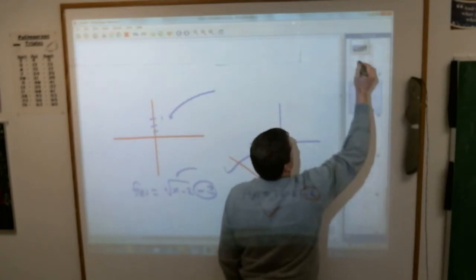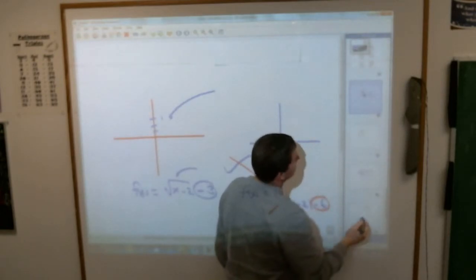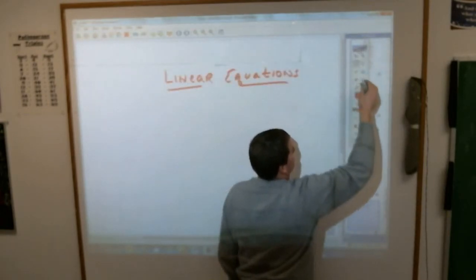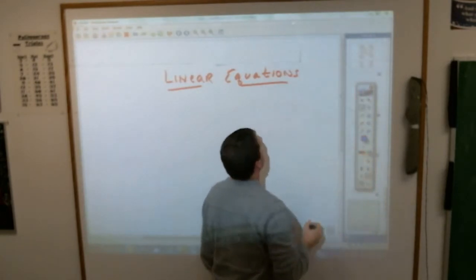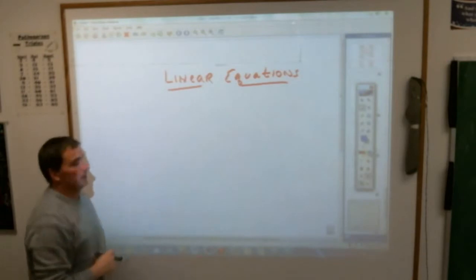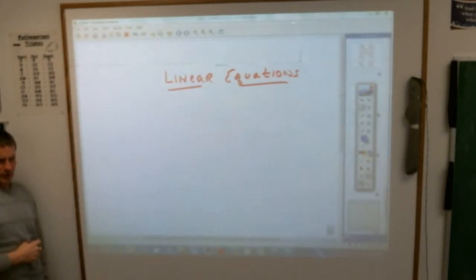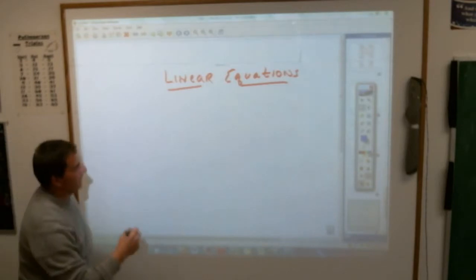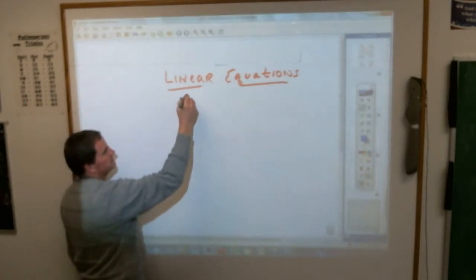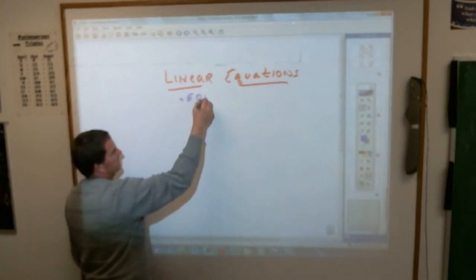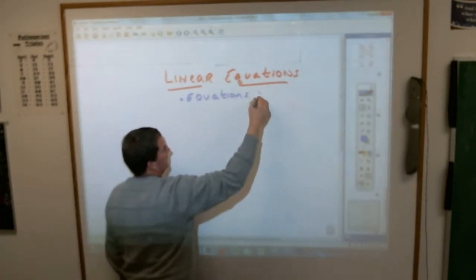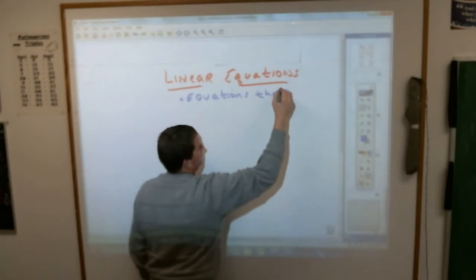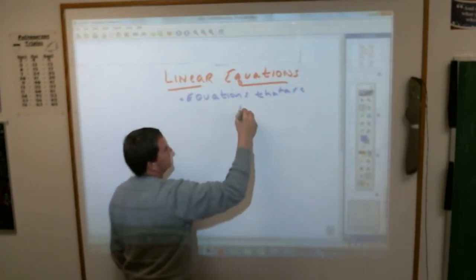If you had to guess what linear equations mean, taking apart the label there, what do you suppose it means? Anybody? Alex says, yes, he said it exactly as I would. Equations that are lines.